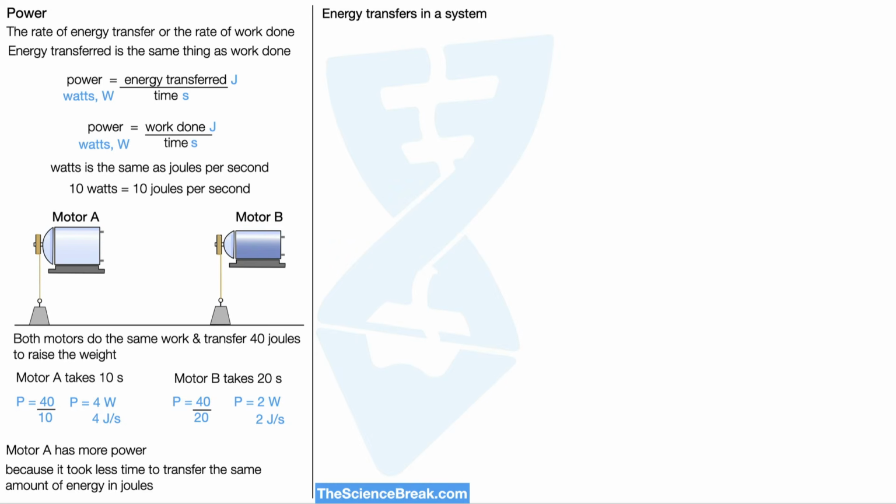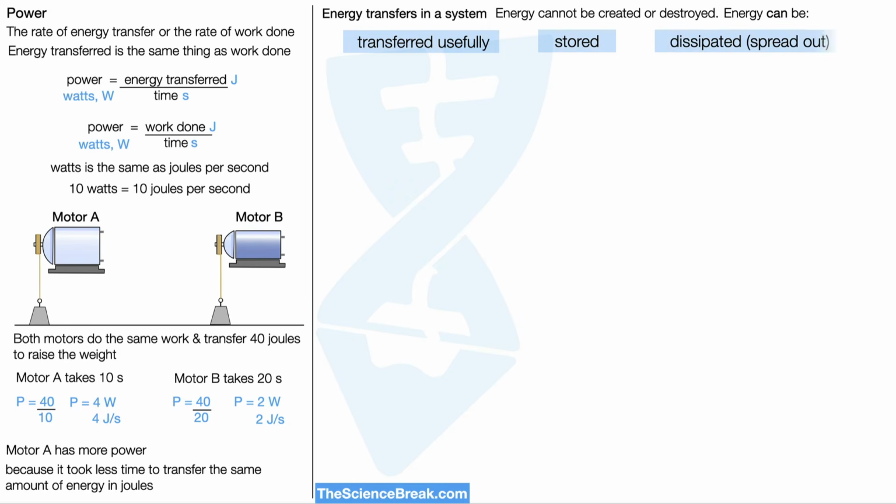Next, we take a look at energy transfers in a system. Remember, energy cannot be created or destroyed. However, energy can be transferred usefully, it can be stored, or it can be dissipated or spread out to the surroundings. Examples include a mobile phone. We have energy input into the mobile phone. Some energy will be stored in the battery, some will be transferred as sound, some will be transferred as light, and some will be transferred as heat.